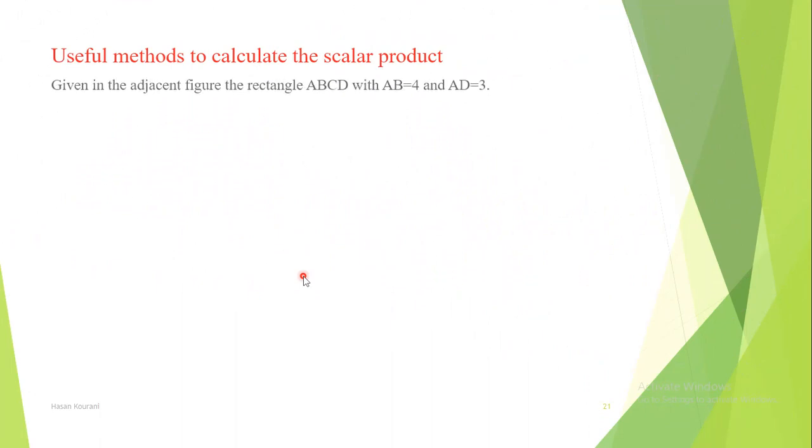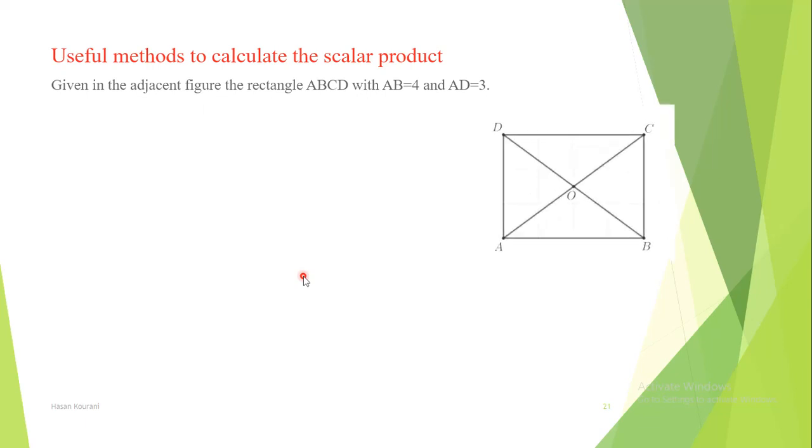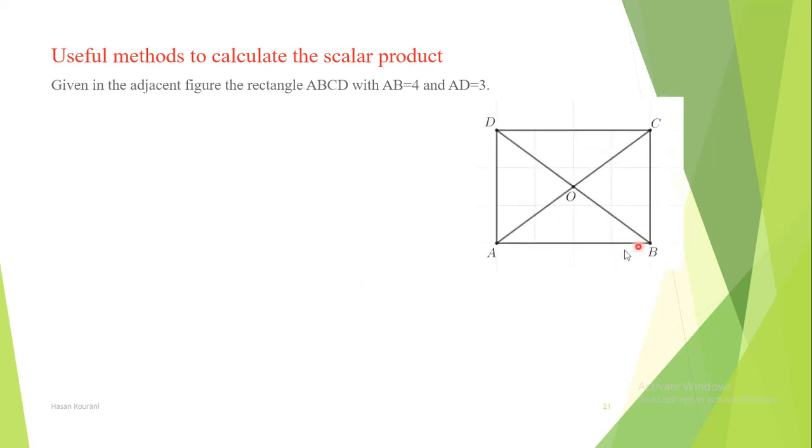At the end, we have some useful and important methods to calculate scalar products as an application. Consider in the adjacent figure this rectangle ABCD with length AB 4 units and AD equal 3 units, and you are asked to calculate AB dot AC, AB vector dot AC vector. This is the only given for us. Think about a way to calculate AB dot AC.